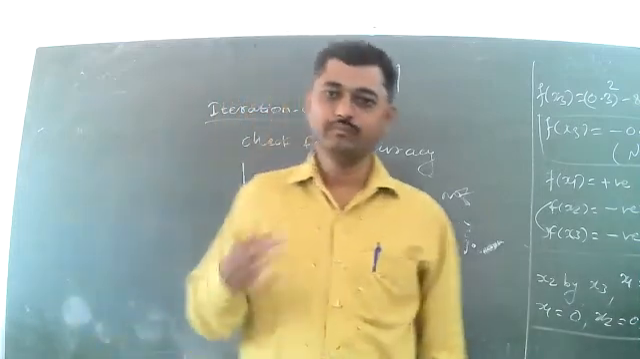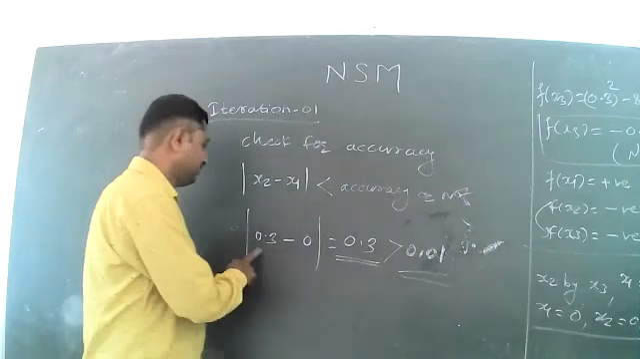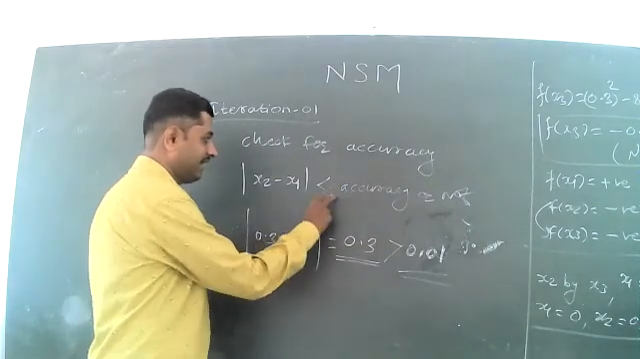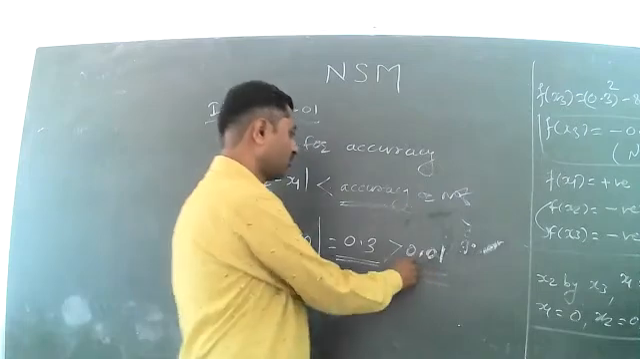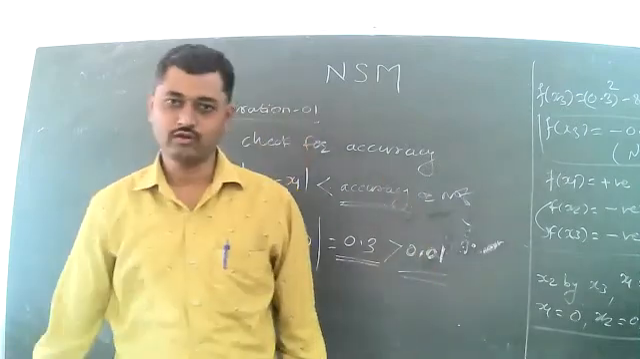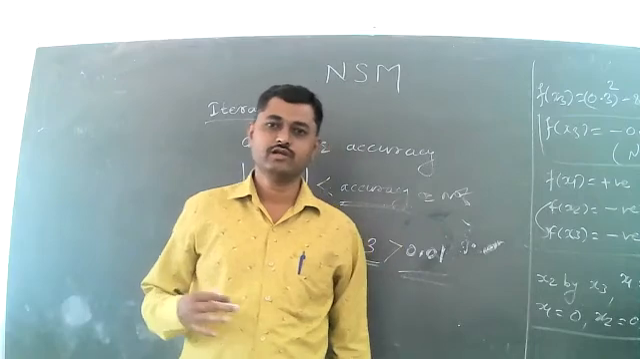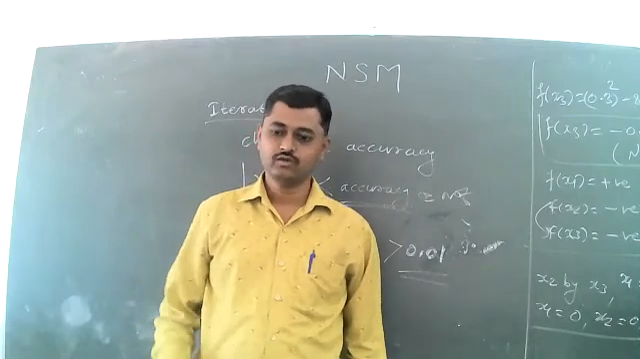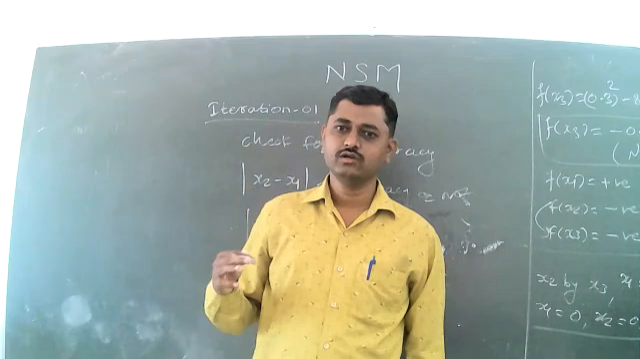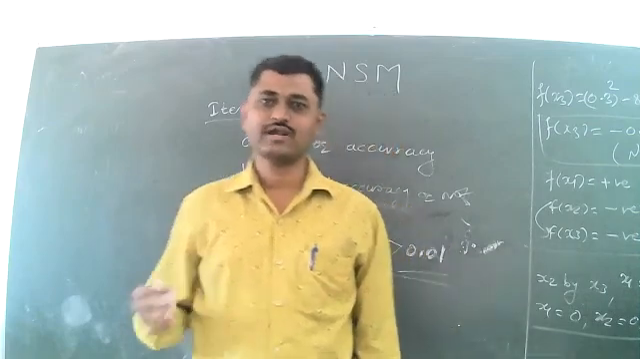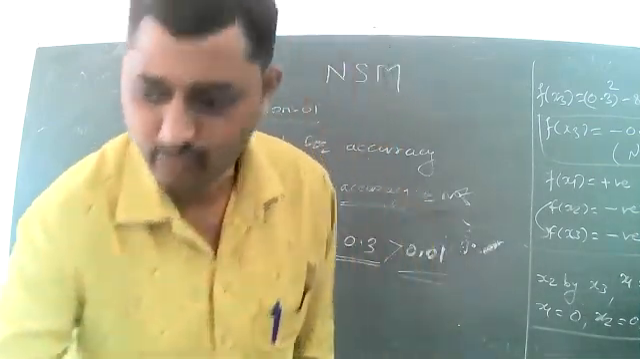In this way, we repeat this procedure until the difference between x2 and x1 is less than the accuracy, here 0.01. So today we stop here. In the next lecture we proceed further with how to solve the accuracy criteria numerical for steps 2, 3, 4, 5. Okay, thank you.